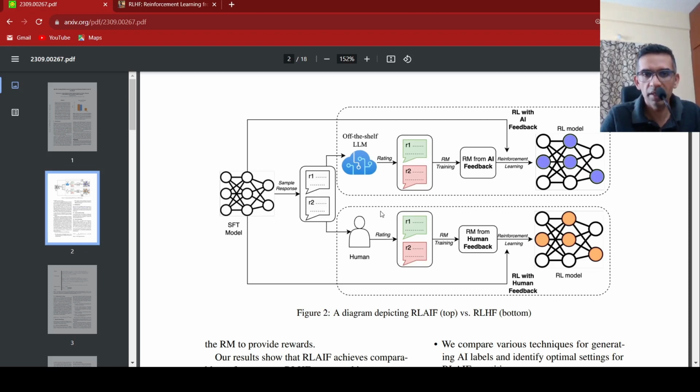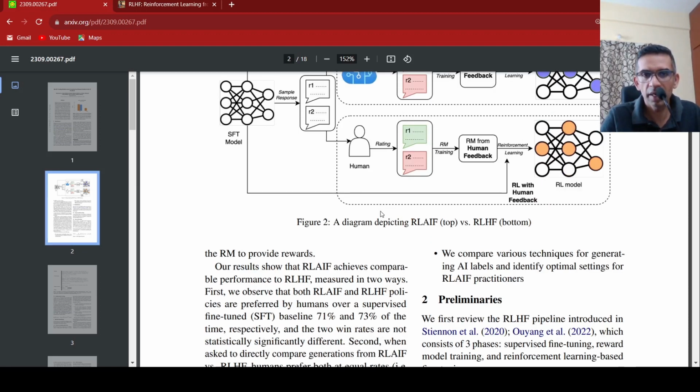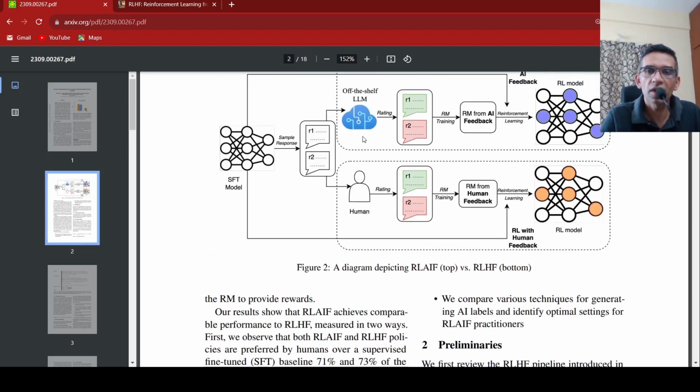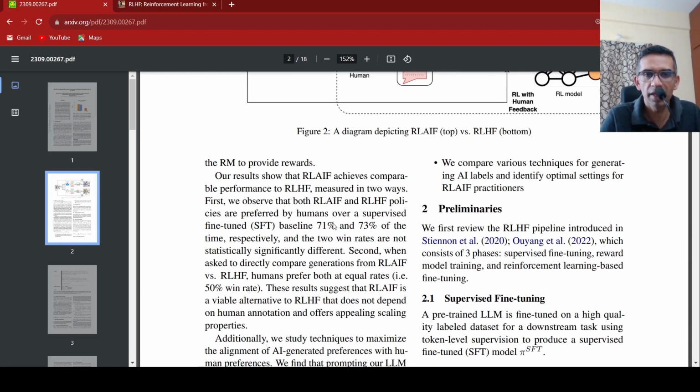When they did this, what they observed is that reinforcement learning with AI feedback achieves comparable performance to RLHF. In reinforcement learning with human feedback, you have this bottleneck of human preferences. Basically, you need humans to sit and generate these human preferences. Here, that is replaced by an off-the-shelf large language model. That is the key idea over here.